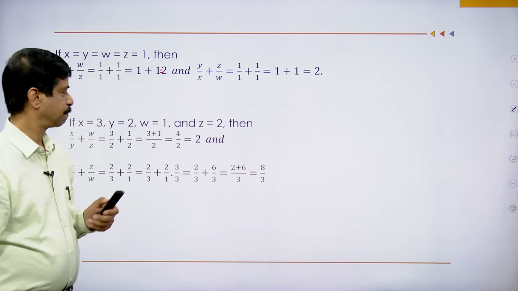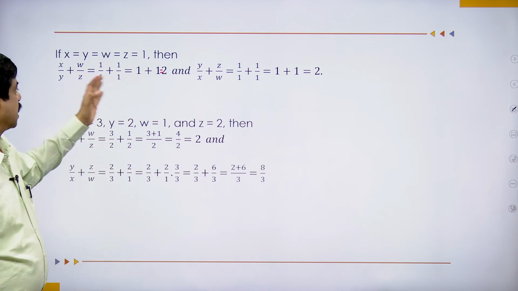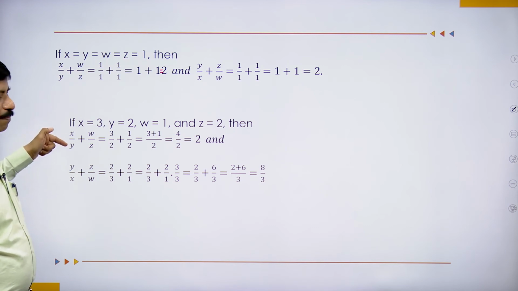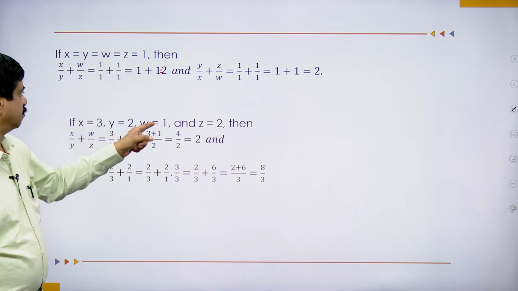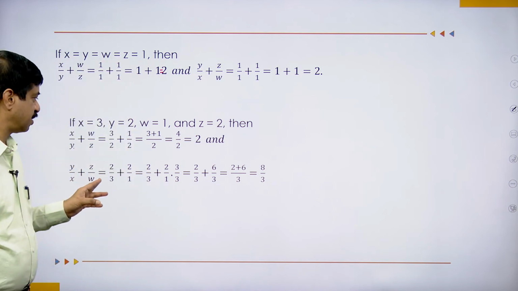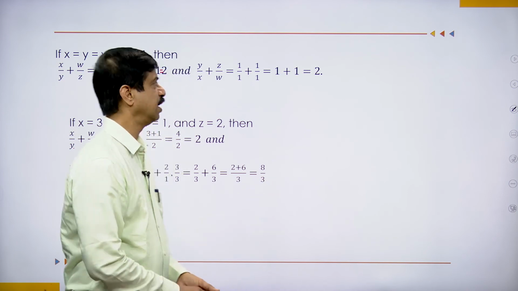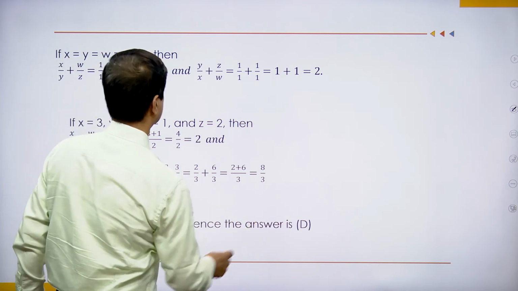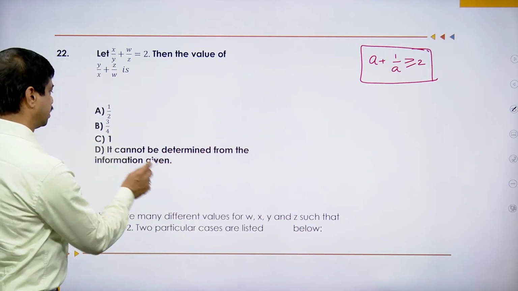Now look at this. x equal to 3, y equal to 2, w equal to 1 and z equal to 2. We are taking another case. If you substitute the values in the first equation, x by y is 3 by 2, plus w by z, 1 by 2. So 3 by 2 plus 1 by 2 is 2. The first equation is satisfied. In the second equation, if you substitute, you are getting 8 by 3. This is greater than 2. 8 by 3 is greater than 2. So this is a double case, hence the option is D we are stating. What is the D we have? It cannot be determined from the information given.